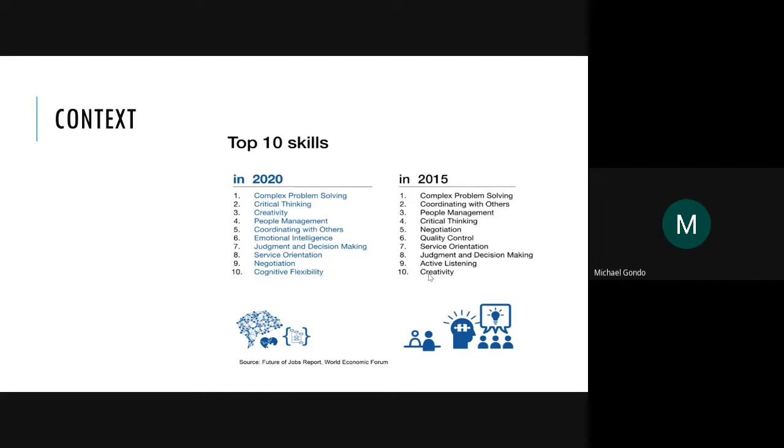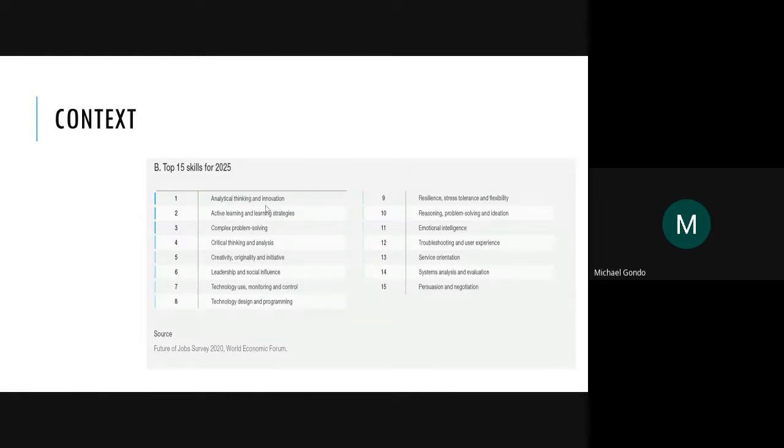And then you move 5 years later, into 2020, what skills are being required in the world we live in today? Complex problem solving retained number one, and then critical thinking moved up to number two, and then creativity number three, and then the rest follows. So that was then. As we speak now, the World Economic Forum has done a study of the skills that are required for the year 2025 and beyond. And sitting on number one there is analytical thinking and innovation. And then secondly, active learning and learning strategies. And then thirdly, complex problem solving, and then critical thinking and creativity.